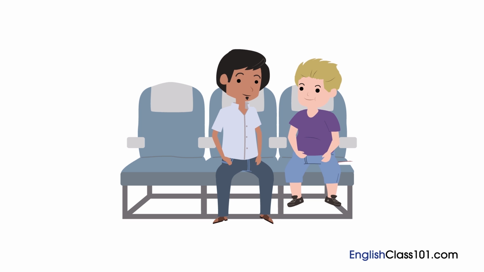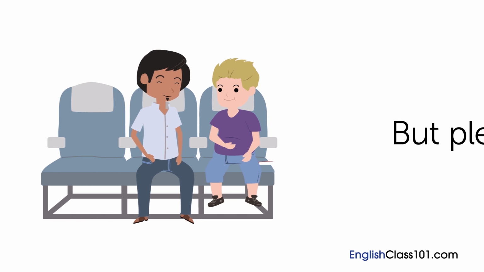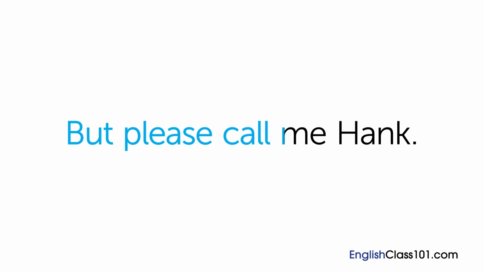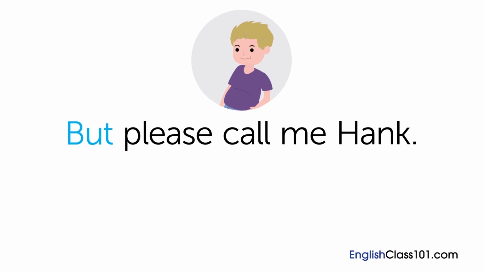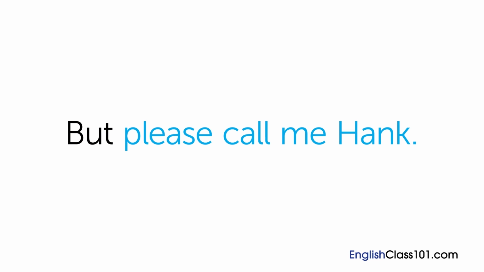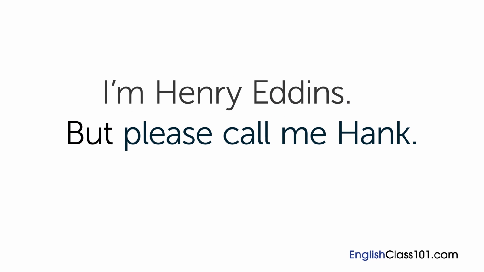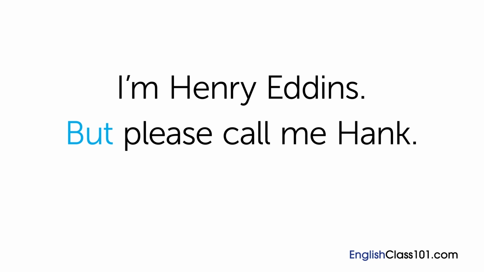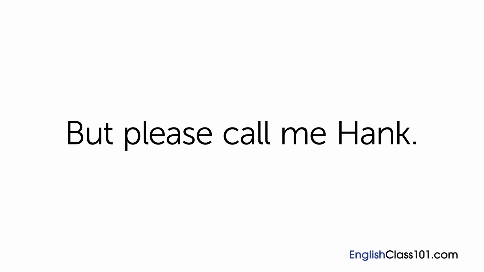Next, you'll learn how to tell people to call you by a nickname, just like Henry did in the scene. But please call me Hank. The first word in the sentence is but. This word is not necessary, but it makes the transition to the rest of the sentence smoother. Henry uses this to introduce a new piece of information. And this information changes something about what he said before. But makes this clear. The next word introduces a polite request. Please.